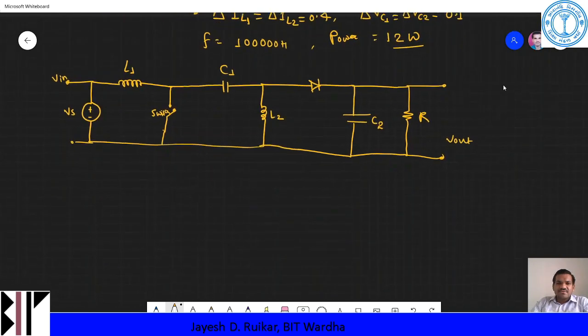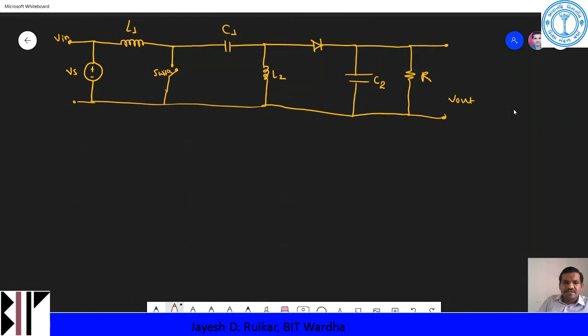First we will find out the duty ratio, as we have seen in the earlier converters. So we know how to find out the duty ratio. I will write down the formula: V out is equal to D times (V out plus Vs). We'll put these values in the calculator and then we'll get the value of D. So what is the value of D? Just wait for a minute.